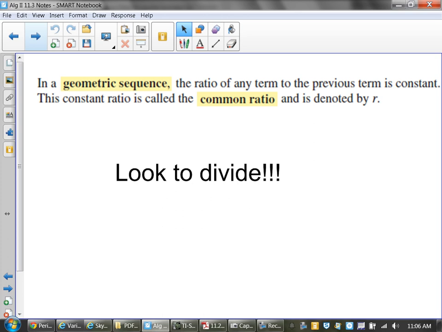Glad I could help. All right. So here's what happens. Yesterday we were talking about this common difference. We had the common difference. We used the letter D. Today we're talking about a common ratio, so we're going to use the letter R.